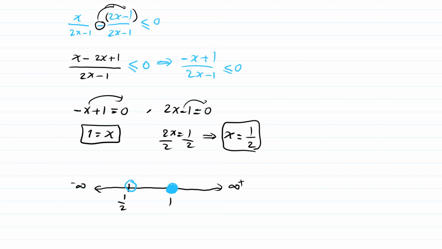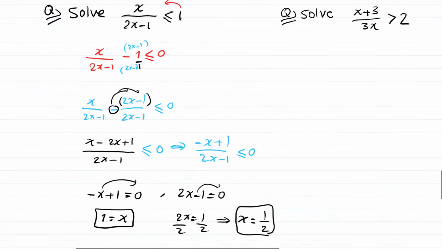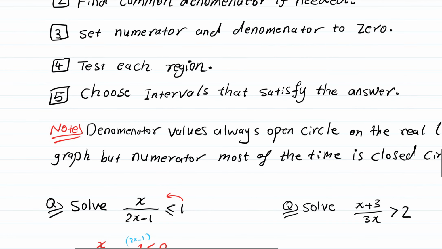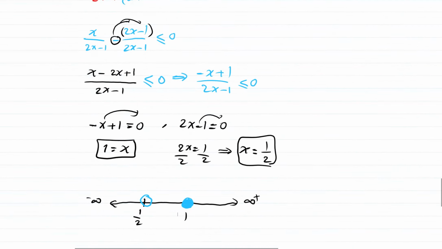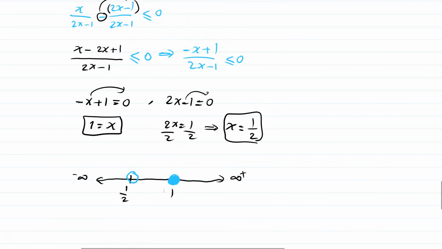Right now, dear students, it's time to test the regions, because if you check the steps, now we test the region to choose the intervals. So let's test the first one. Pick a number in this part, bigger than 1. Let's say 2. Substitute 2 in your inequality. Why 2, teacher? You can pick 3, 4, any number in this region, more than 1. You are free to pick.